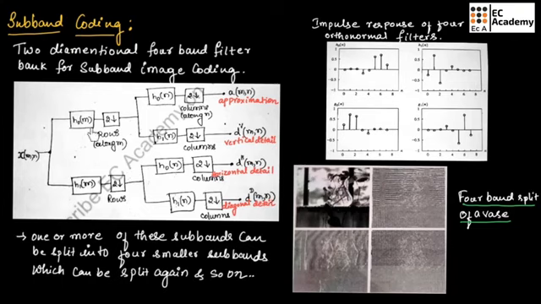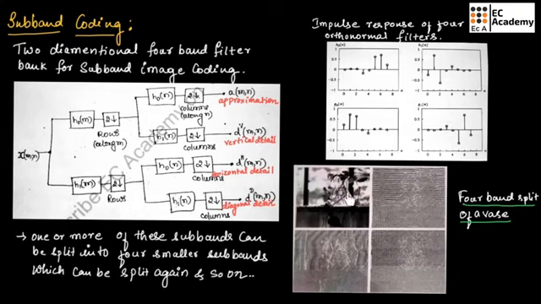This block diagram shows the two-dimensional 4-band filter for subband image coding. Here the input image will be two-dimensional, and it will produce 4 subbands of an image, which are approximation, vertical detail, horizontal detail and diagonal detail. This image shows the impulse responses of the 4 8-tap orthonormal filters. This is drawn using the equations which we have already discussed.